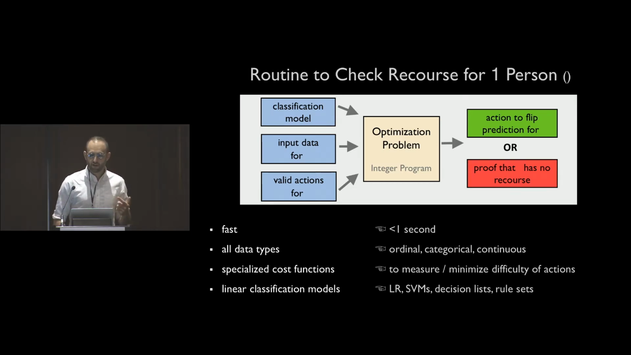So what you need to know here is that what's actually hard is proving that someone doesn't have recourse, because that requires you in this setting to go through all the actions and make sure that none of them flip the prediction. What else do you need to know? Well, this routine, we can do it for all data types in a way that is fast, and that supports specialized cost functions.